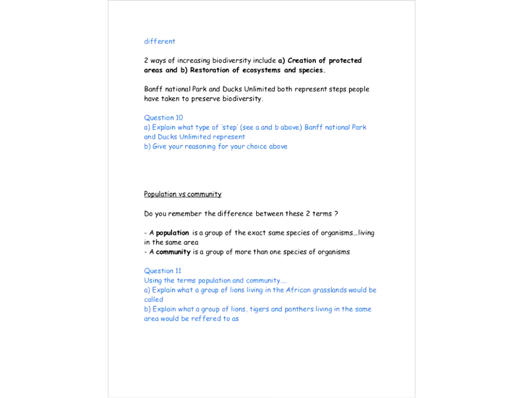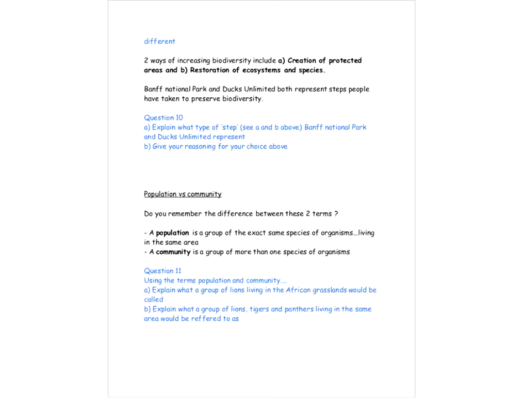And why is Banff a protected area? In what ways does it represent a protected area? No hunting, exactly, good one. Man-made fence, protection, good. All right, and so obviously if that's the protected area, then Ducks Unlimited is the restoration of ecosystems and species. Yeah, it doesn't make the hunters happy, does it?